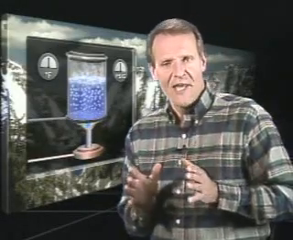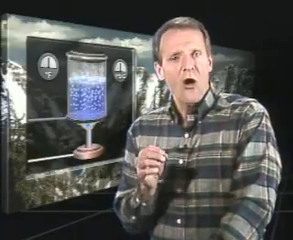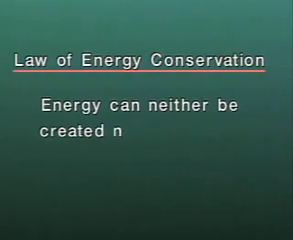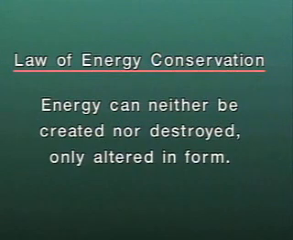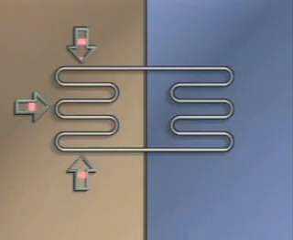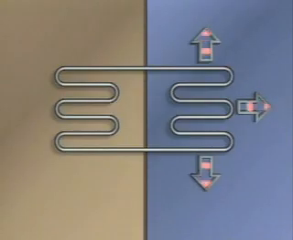The concepts we've been talking about deal with energy and energy transfer. There's a natural law relating to energy that is very important to the operation of a refrigeration system. It's called the law of energy conservation. This law states that energy can neither be created nor destroyed, only altered in form. Basically, this means that if heat is transferred out of something, it has to go somewhere. In a refrigeration system, heat is transferred from the substance that's being cooled into the refrigerant. It is then transferred from the refrigerant to another substance that can receive the heat.